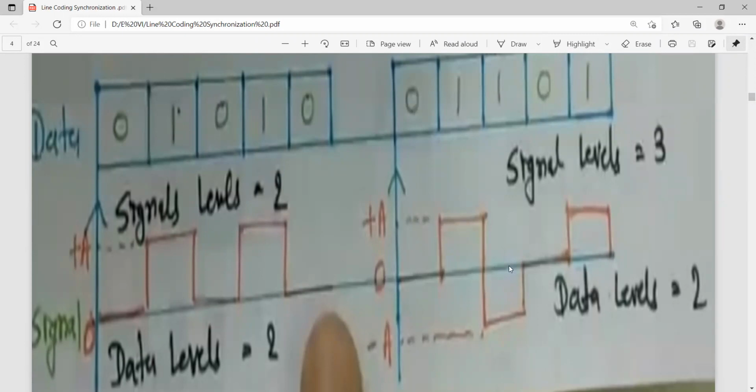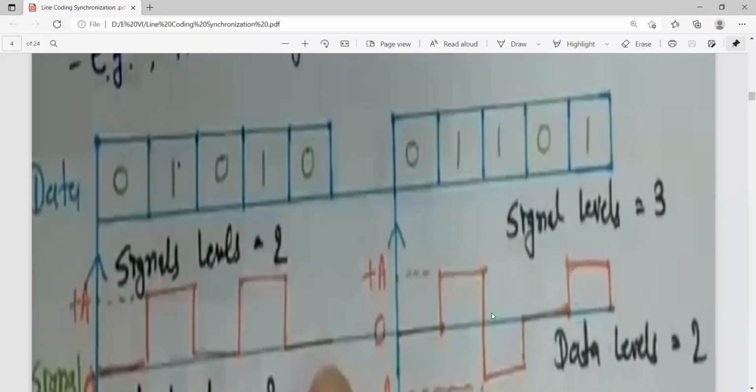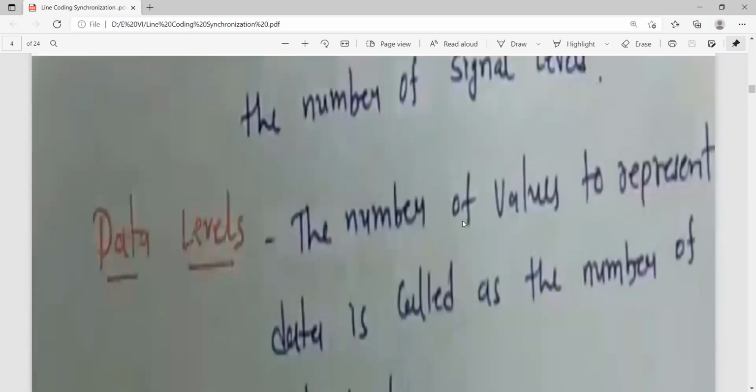If you are coding like this, it is a biphase. Biphase means it has a positive phase as well as a negative phase. This is one type of coding technique. There are various coding techniques, and we will discuss all the different types. This type of value is called signal levels. There are 3 different types of signal levels. These are the data; data means only zeros and ones. Now you can see the definition of this.